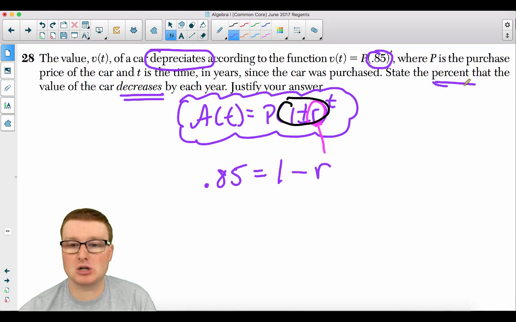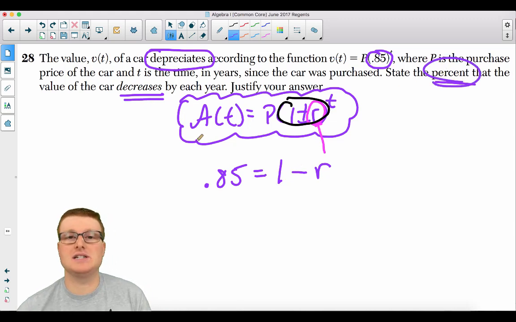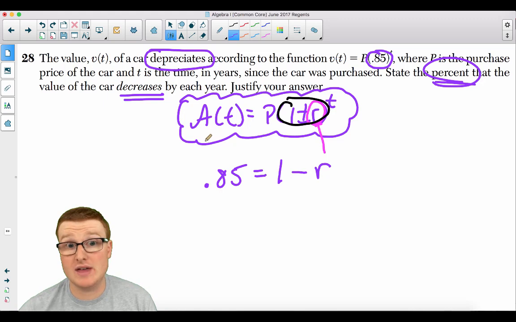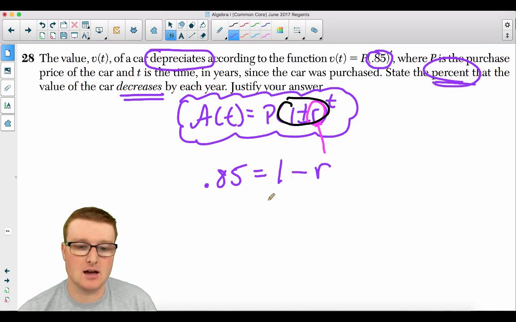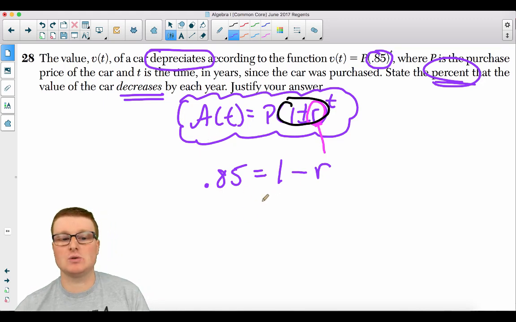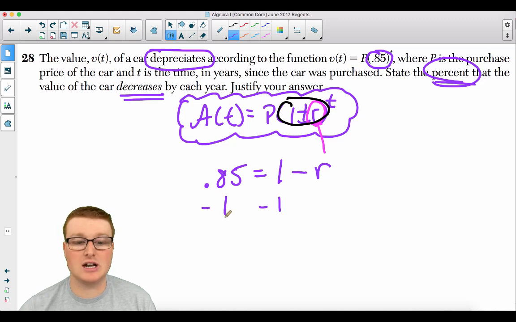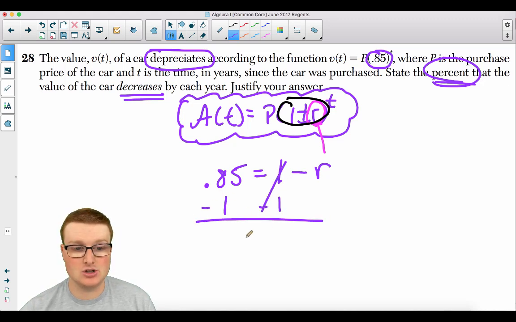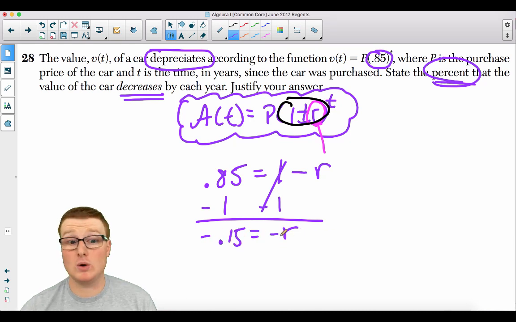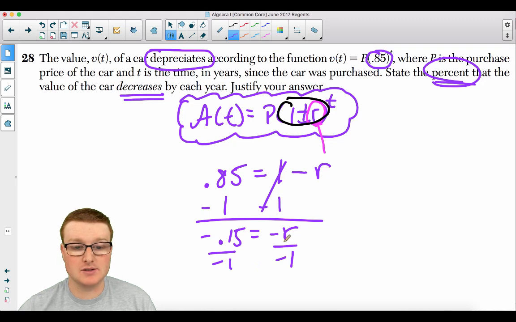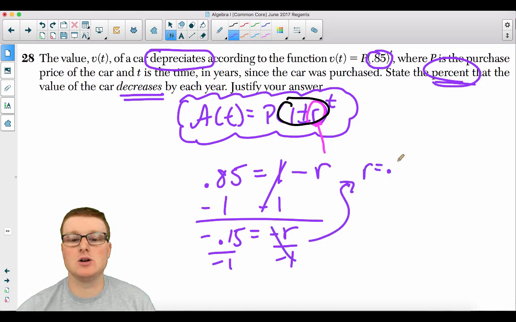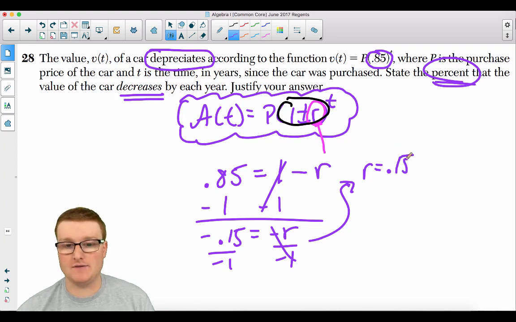So your job is to find the percent that the value of the car decreases each year. So in order to do that, you just take this, and you're just going to subtract the 1 on both sides. You're going to isolate that r. So we get negative 0.15 is equal to negative r. Okay, divide by negative 1 on both sides, and you get r is equal to 0.15, positive 0.15.